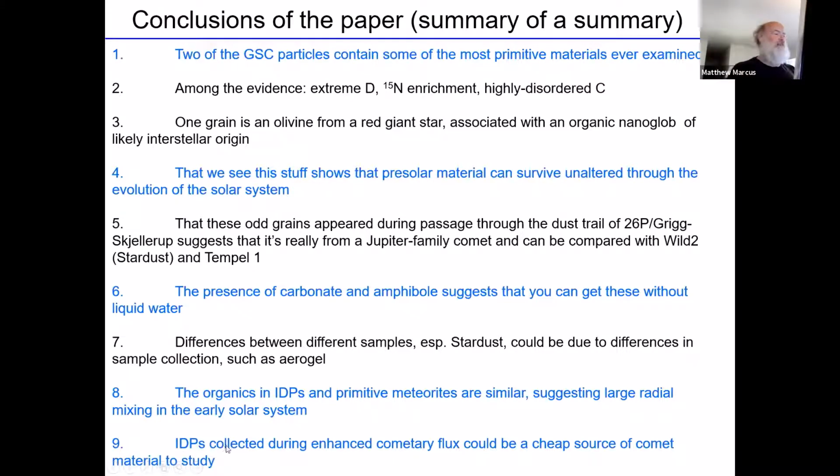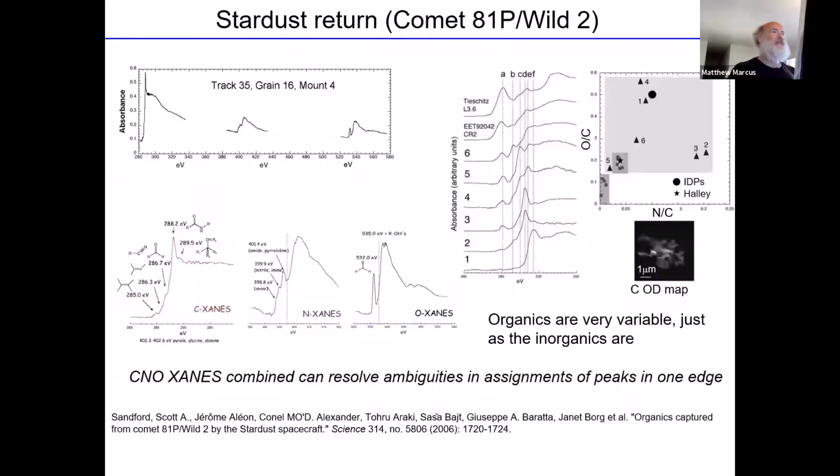And finally, in this section, collecting IDPs during enhanced comet flux would be a cheap way of getting comet material. A lot cheaper than sample return, that's for sure. But sample returns have been done. And this is just one of many, many papers on Stardust.